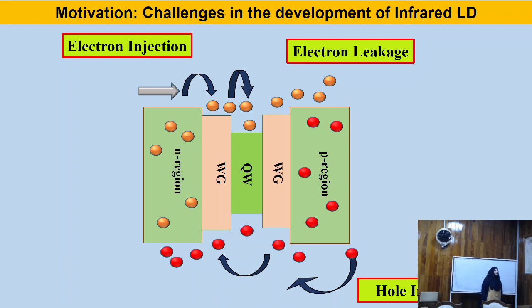Now next, you can see this is the typical structure of the laser diode. We have the N region and we have the P region. In between the N and P regions we have the active region.